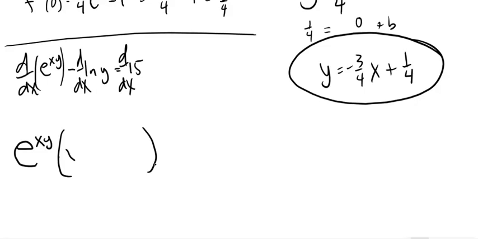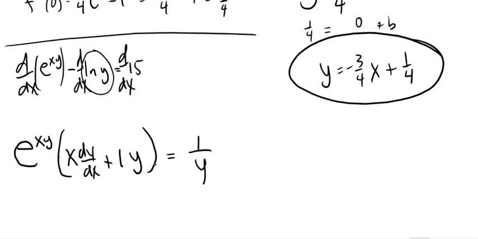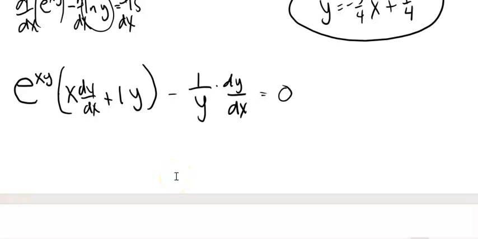That's the product rule. x y prime, or dy dx, plus, then you take the derivative of x, you leave y alone. What's the derivative of the natural log of y with respect to x? Well, it's 1 over y times dy dx. And that should be a minus sign, not an equal sign, right? Minus, and then the derivative of 15 is 0. All right. And then it's all algebra from here. Yeah, all algebra. So let's do it.